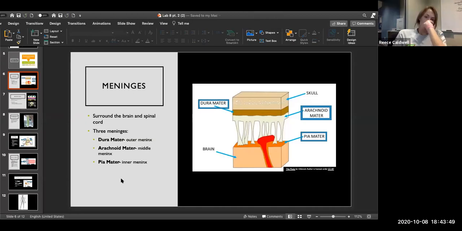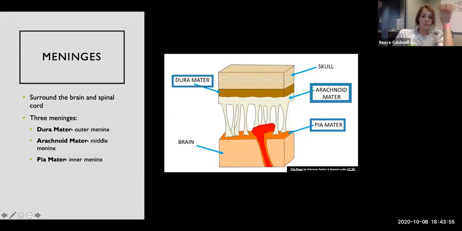Okay, so the meninges. What are the meninges? Well, these are membranes that surround the brain and the spinal cord. We have three of them: the dura mater, the arachnoid mater, and the pia mater. The dura mater is the outer tough membrane. When we look at the brain in the next PowerPoint, we see that it actually adheres to the inside of the skull. You can see in this diagram, there's the skull, the dura mater, and the brain at the bottom.